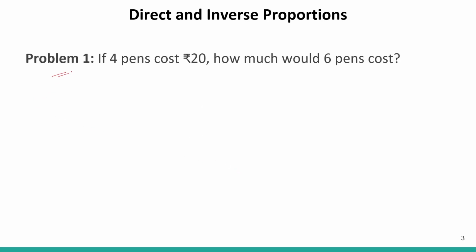Problem 1. If 4 pens cost 20 rupees, then how much would 6 pens cost? You have 4 pens, and they cost 20 rupees. Then how much will it cost for 1 pen? For 1 pen, it will cost you 20 by 4, that is equal to 5 rupees.